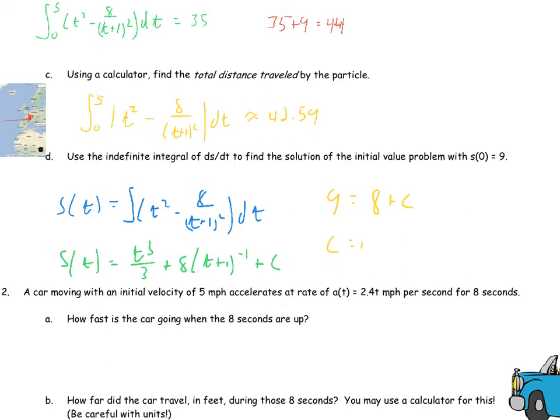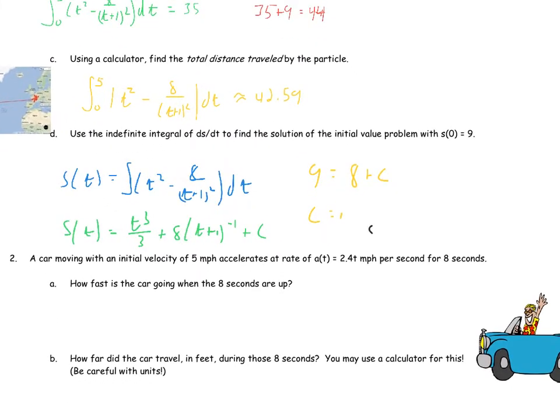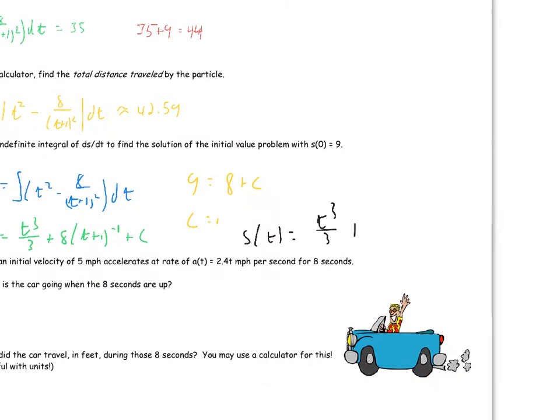And then you just plug that c value into the green thing that you already found, and that is the answer. So s of t is equal to t cubed over 3 plus 8 times (t plus 1) to the negative first plus 1.